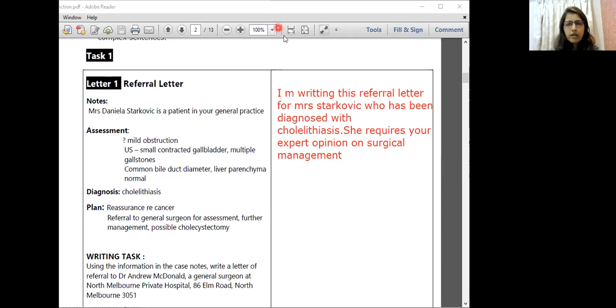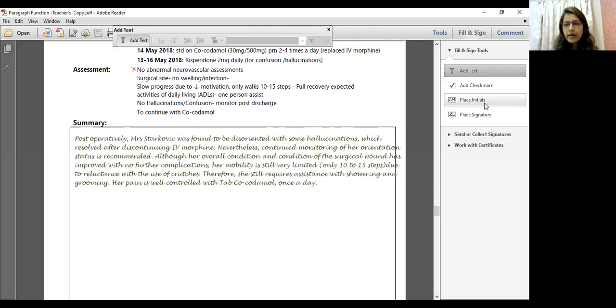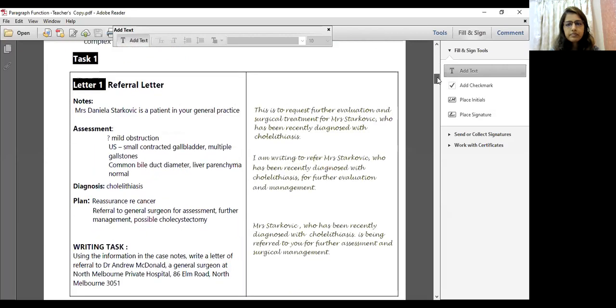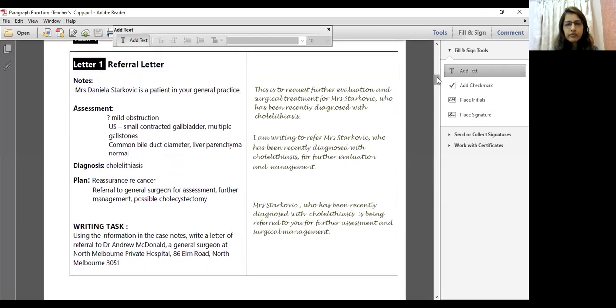Okay, so now let me show you two other ways of writing an introduction paragraph for this particular situation. Okay, in fact, three. Hopefully you guys can see that.